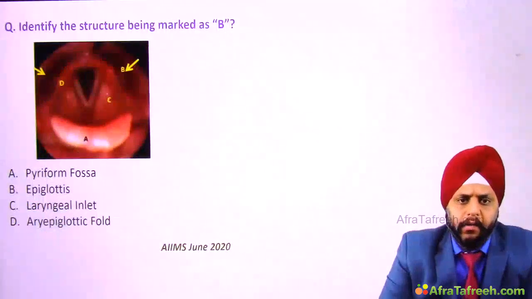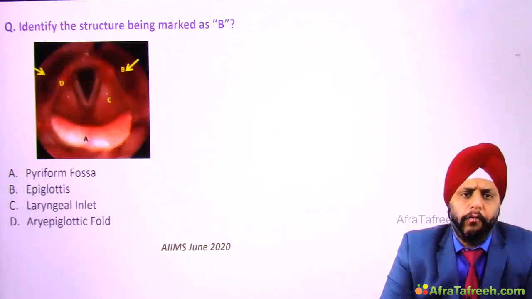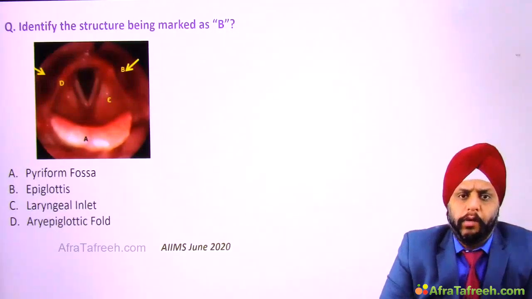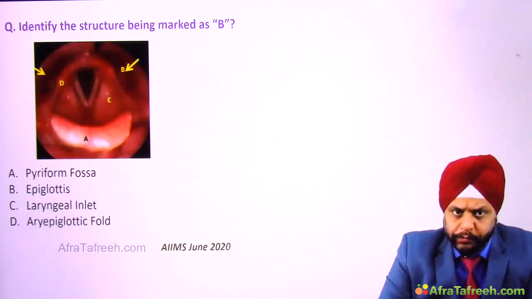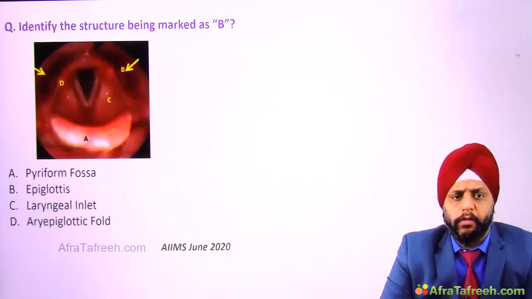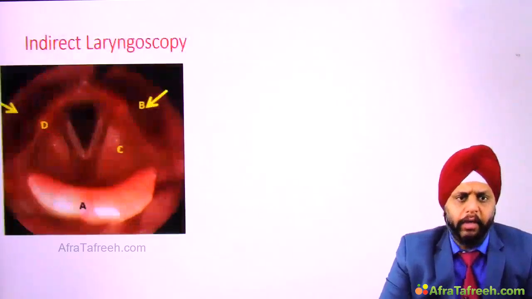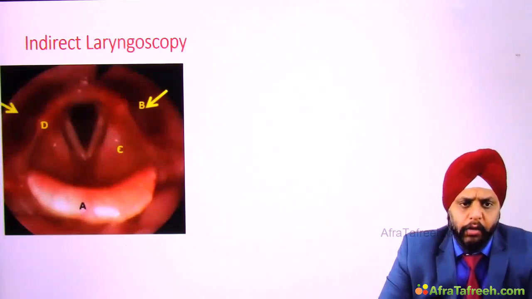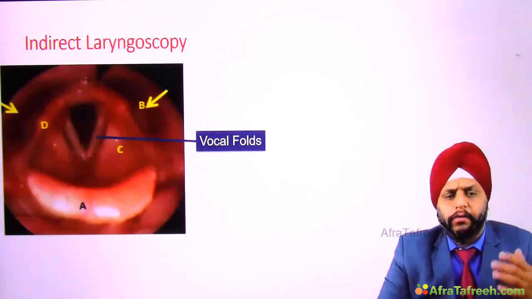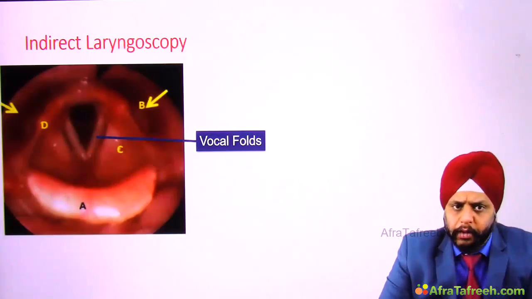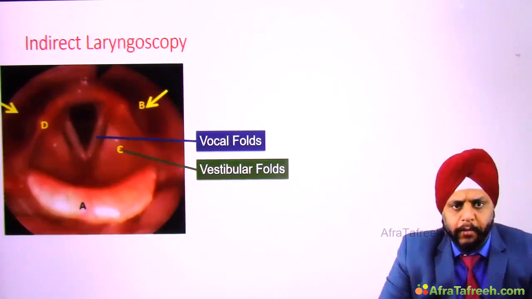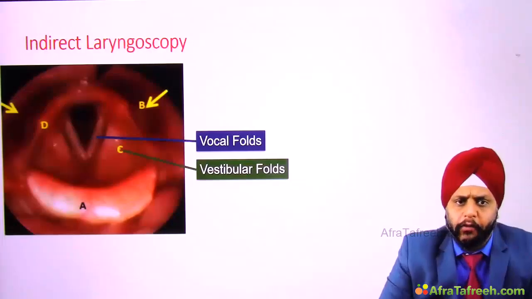Let's look at this image. This question was asked in the AIIMS June 2020 exam. Identify the structure being marked as P. So what can we see over here? Let's look at this image in detail. This is the image of indirect laryngoscopy. Okay, so what can we see over here? We can see the vocal folds, right? And we can see the vestibular folds. Okay, covering the vocal folds, we have the vestibular folds.